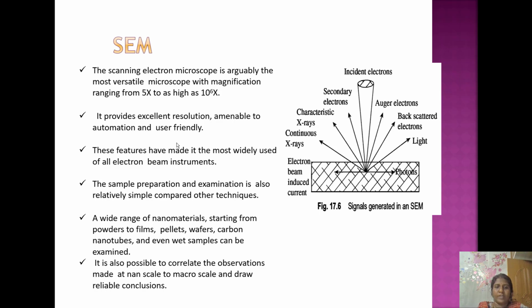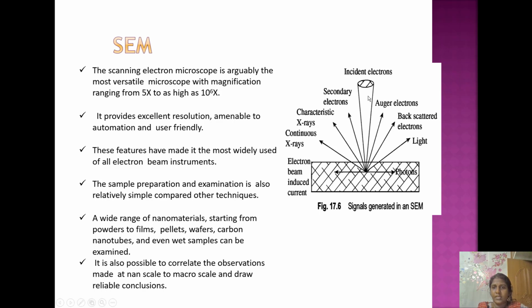A wide range of nanomaterials, from powders to films, pellets, wafers, carbon nanotubes, and even bio samples, can be examined. It is possible to correlate the observations made at the nanoscale to the microscale and draw reliable conclusions. So these are all the advantages of SEM. And here is the signal generated in SEM.